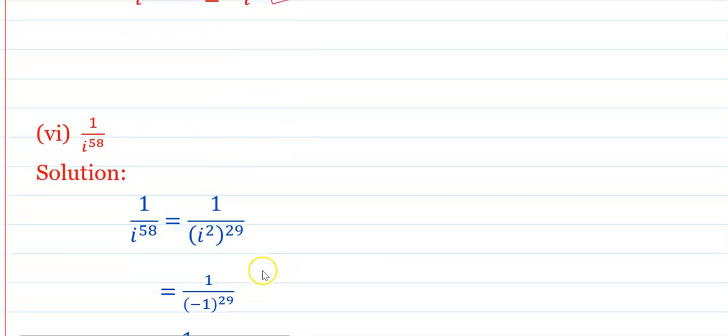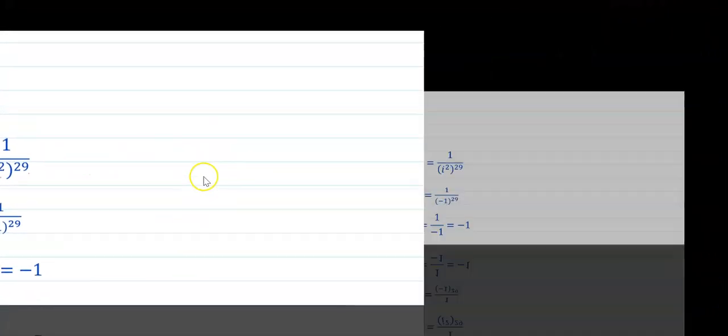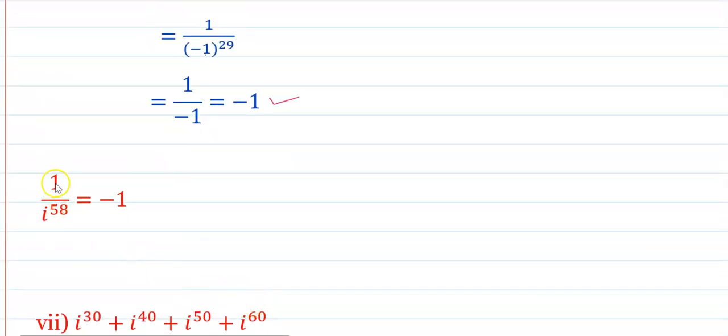Okay. Next, 1 upon i raised to 58. That is 1 upon (i square) raised to 29. Again, i square means what? Minus 1. Minus 1 raised to 29, overall you are getting minus 1. 1 upon minus 1, you are getting minus 1. And hence, the value of 1 upon i raised to 58 is equal to minus 1.